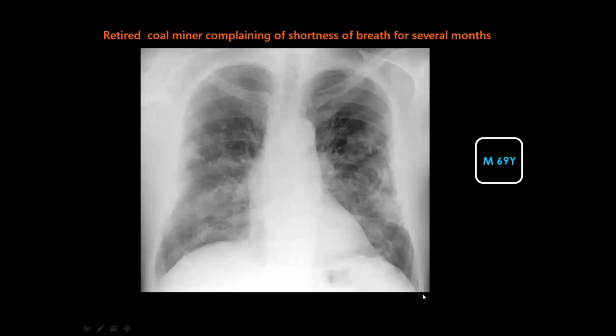This male patient, 69 years old, is a retired coal miner, complaining of shortness of breath for several months.